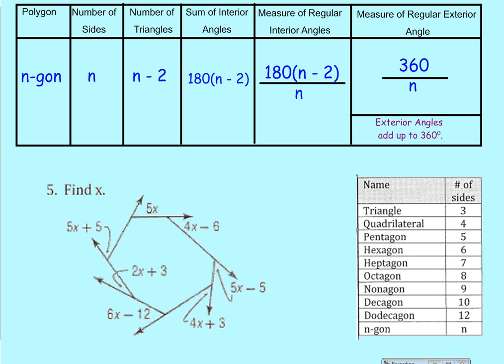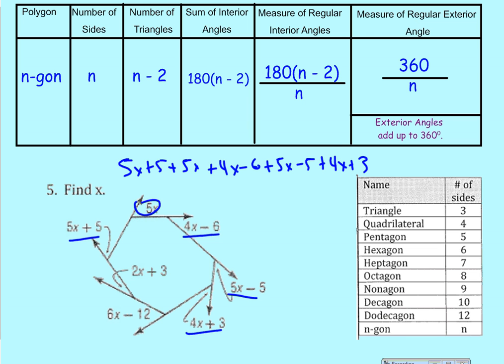Holy cow, look at this big mess. Well, notice how these are all exterior angles. Exterior angles always add up to 360. So that means I'm going to add all of this and set it equal to 360. So I got 5x plus 5, 5x, 4x minus 6, 5x minus 5, 4x plus 3, 6x minus 12, 2x plus 3, all that's got to equal 360.